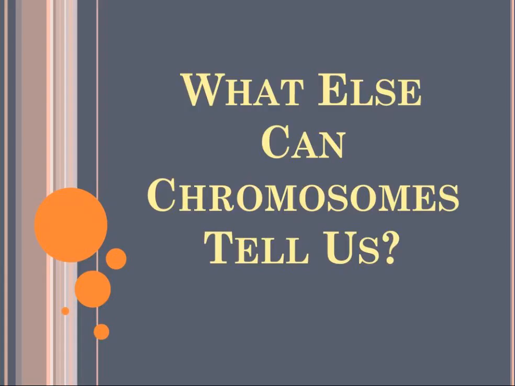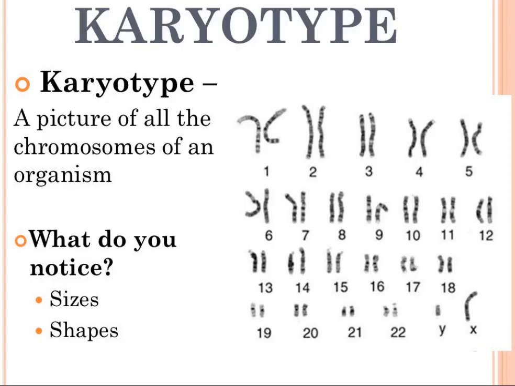So what else can chromosomes tell us? They can also tell us something called a karyotype. So this is going to be a picture of all the chromosomes of an organism. And this is a human, because we have 2 at every number. And then over here you have X and Y, which, so 22 plus 22 is technically 44, plus you have 2 more here, which gives you your 46.